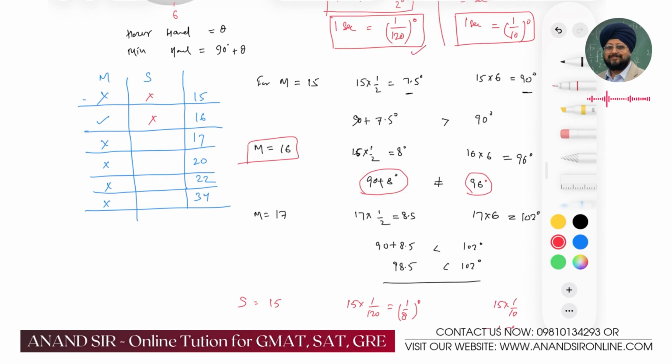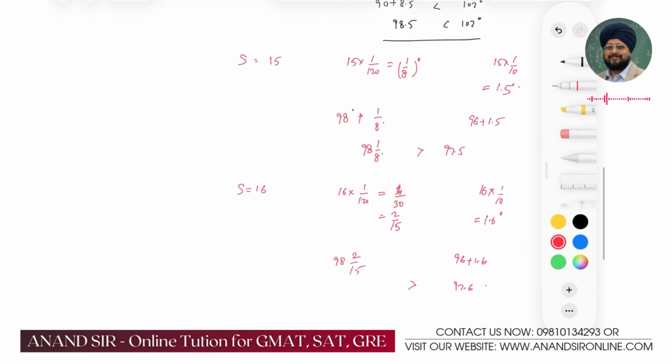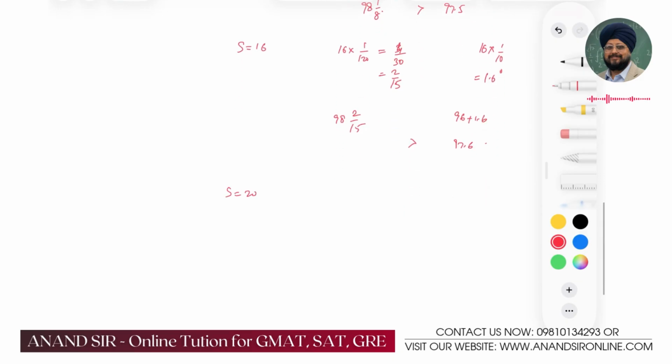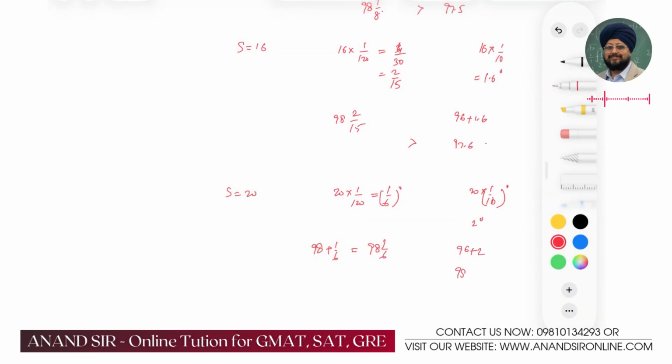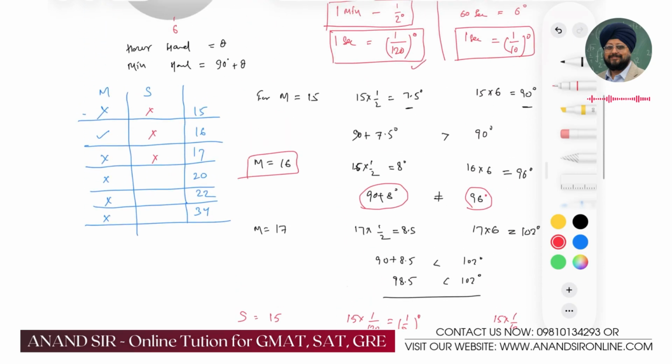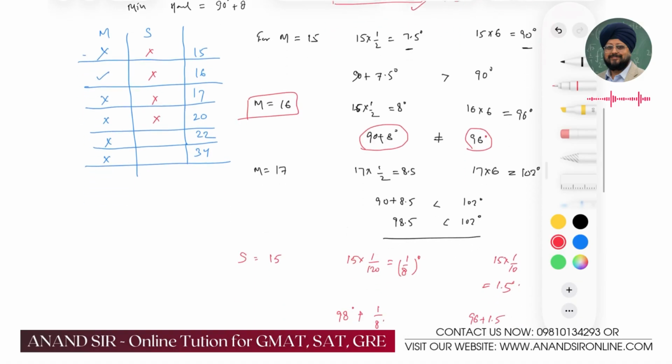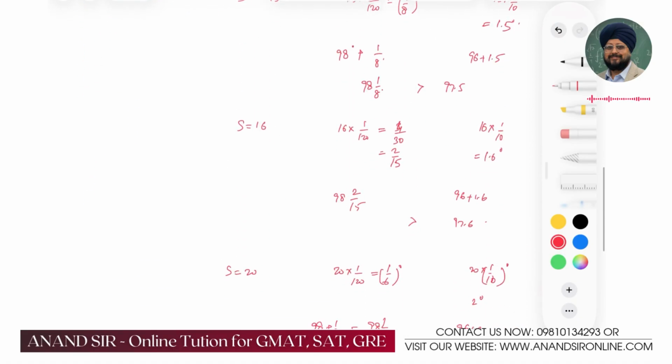Let us go to s equal to 20. When s equal to 20, this becomes 20 into 1 by 120, that is 1 by 6 degrees. This is 20 into 1 by 10, that is 2 degrees. It means this is 98 plus 1 by 6, 98 and 1 by 6. And this is 96 plus 2. This is 98 degrees. So still it is more. It means for 17 and 20 also it is not there. Now we have narrowed down to 20 and 24.